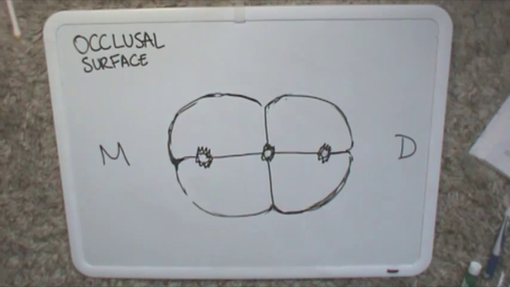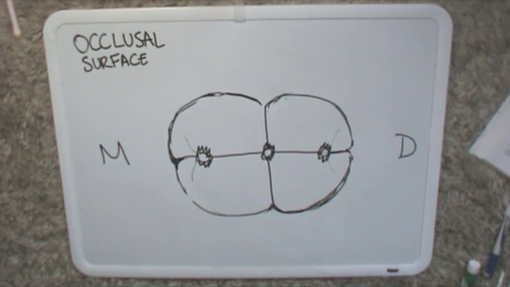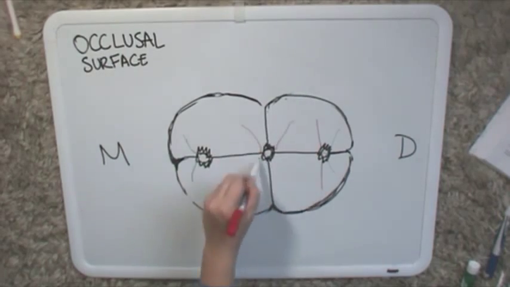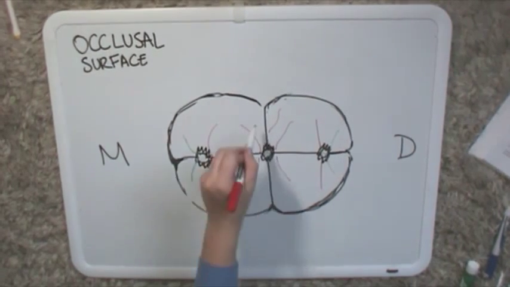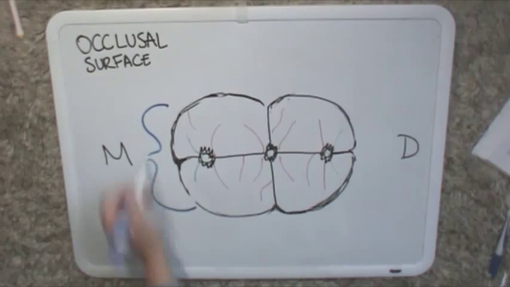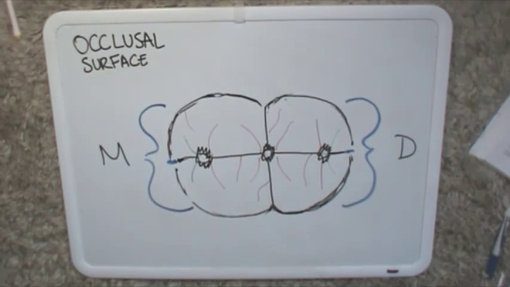There are 4 triangular grooves: distal buccal, distal lingual, mesial buccal, and mesial lingual. The occlusal surface of the third molar shows lots of secondary grooves, giving it a very wrinkled appearance. The mesial and distal marginal ridges can be seen with a marginal groove possibly present on each.